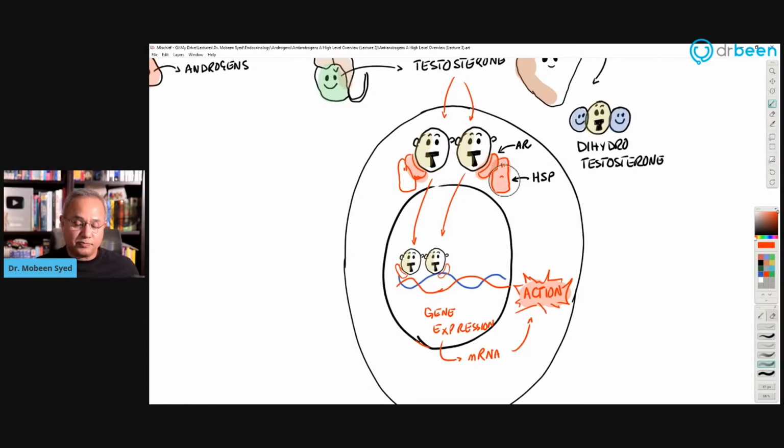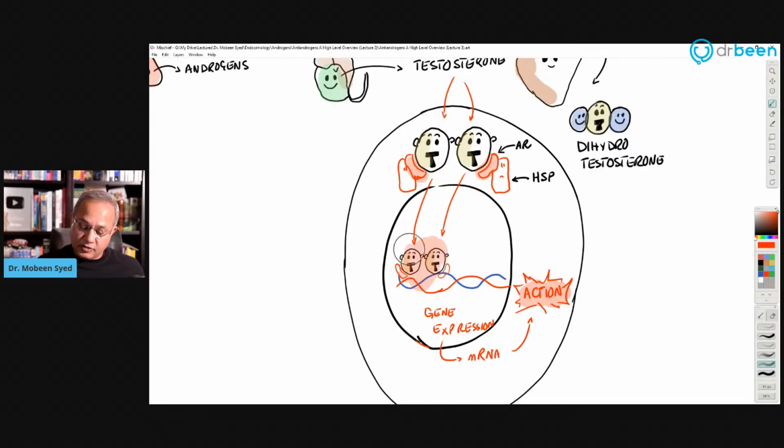These receptors are present bound with heat shock proteins. Once the testosterone binds here, the heat shock proteins will separate, they will decouple, and then two pairs of testosterone and their bound receptors will enter the nucleus. For the healthcare students, you can remember two of them, as there are two testes, so there are two molecules of testosterone that would bind to two receptors, and then that dimerized molecule set will go into the nucleus.